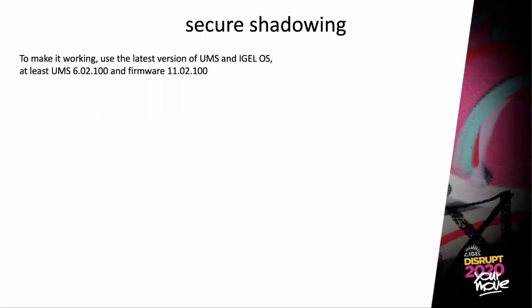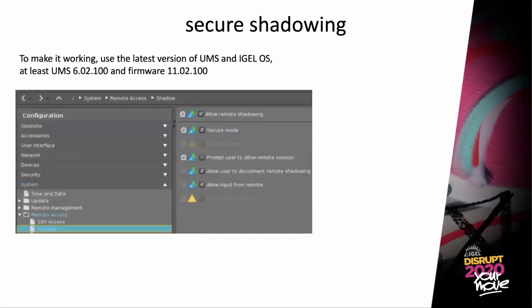And to configure it, you go to the system remote access shadow, which you already know. Not that much to change if you use the shadowing function already. It's just one point you have to activate, which is the secure mode. Because shadowing and another feature we will come to in a second is only available in a secure mode. You know, VNC with port 5900, you can just use unsecure, no problem. But for ICG, secure shadowing is needed.